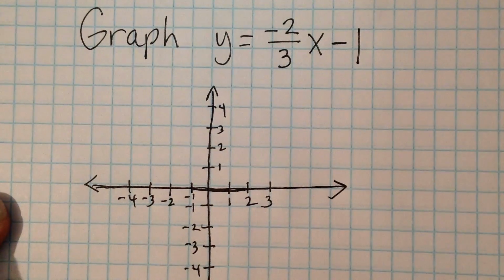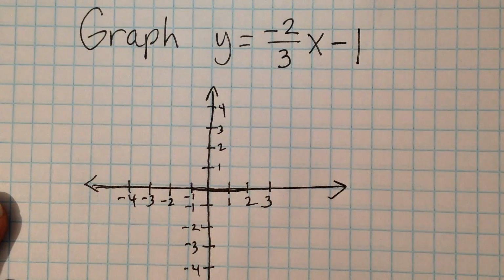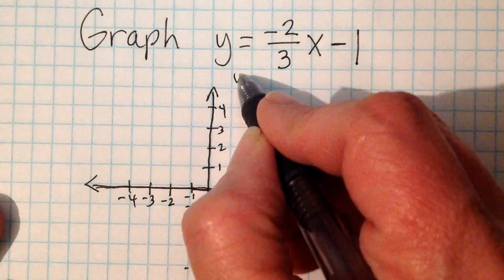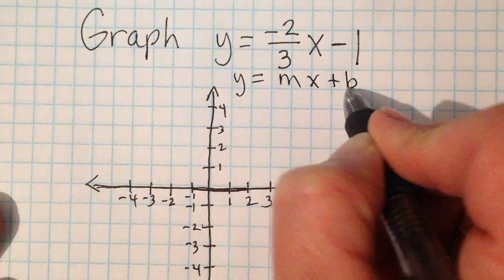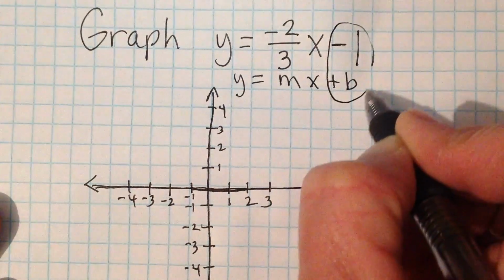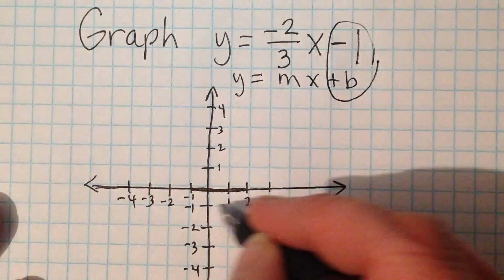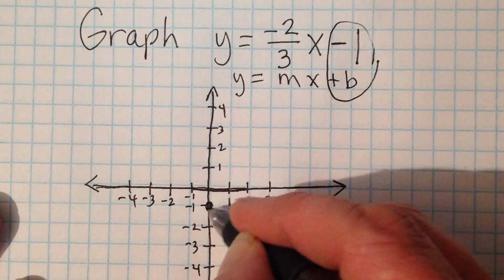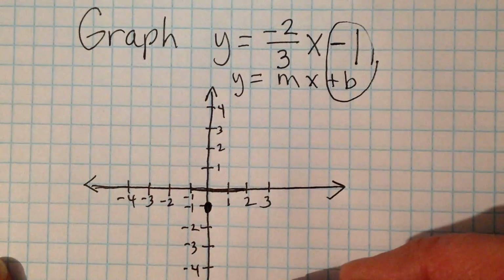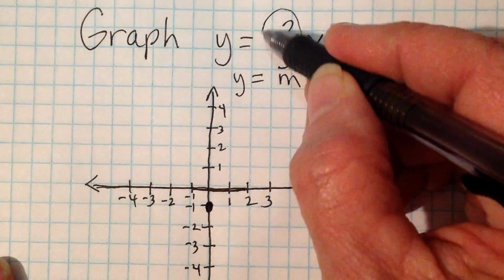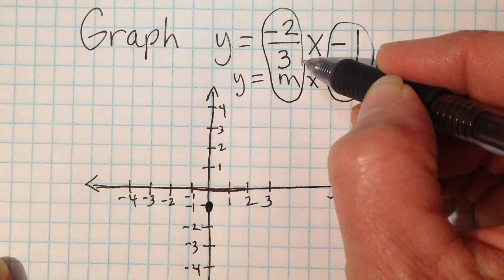I want us to graph y equals negative 2/3 x minus 1. Notice this line is in the form of y equals mx plus b. Your y-intercept is negative 1. So the first thing I'll do is go down on the y-axis to negative 1 and make a point. Your slope is negative 2/3.